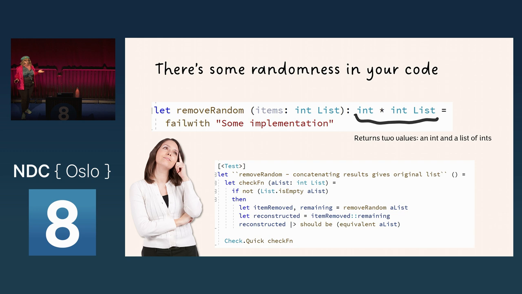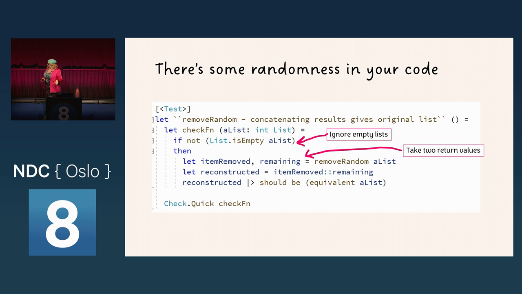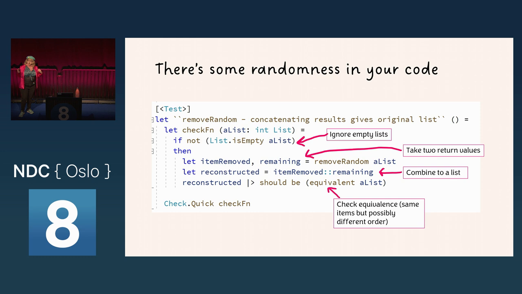So this is what the test looks like. Let's just go through it quickly. Remove random, concatenating the results gives the original list. We take in a list. We're going to just ignore empty lists, since this function fails for empty lists, for simplicity. So we take the two return values, the item removed and the remaining items in the list. We concatenate them using this fancy F-sharp cons operator to combine them into a list. And then we take that reconstructed list and assert that it is equivalent to the original list, so same items, possibly different order.